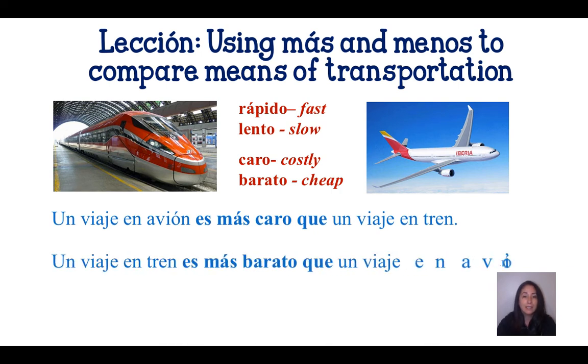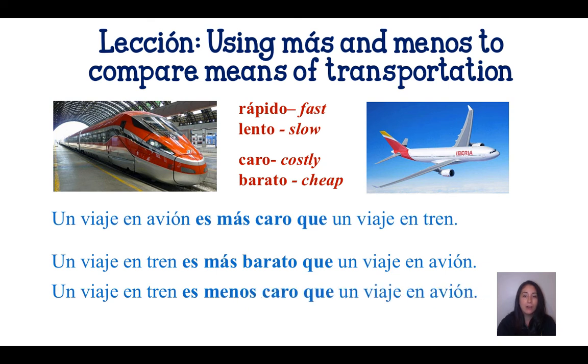Un viaje en tren es más barato que un viaje en avión. This sentence is expressing that a trip by train is cheaper than a trip by plane. Now let's look at an example using the expression menos. I could take the same sentence and instead of saying más barato, I could say menos caro because they mean the same thing. I'm saying one is cheaper or the other one is less costly. It's just another way of expressing the same idea, but instead of using más, I'm going to use menos. So, un viaje en tren es menos caro que un viaje en avión. A trip by train is less expensive than a trip by plane.